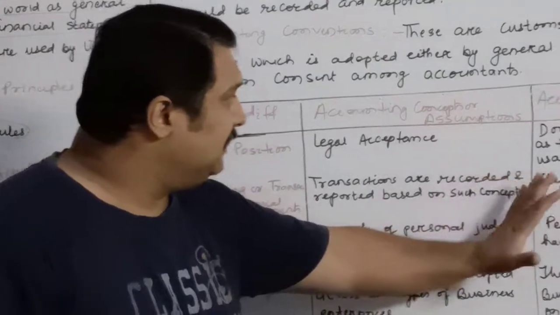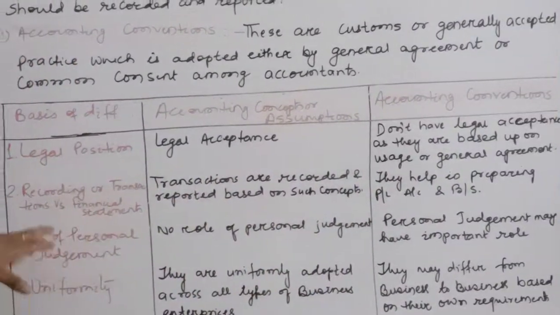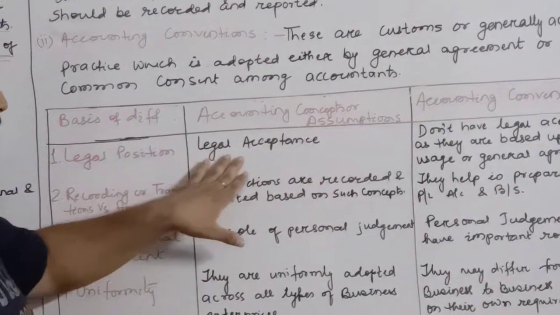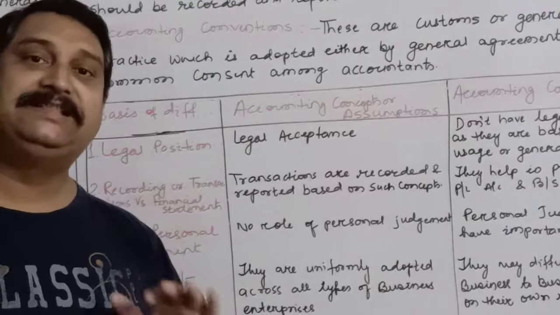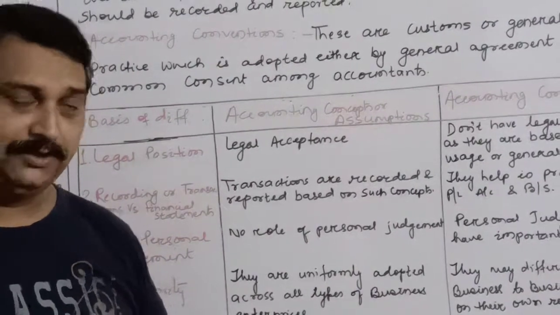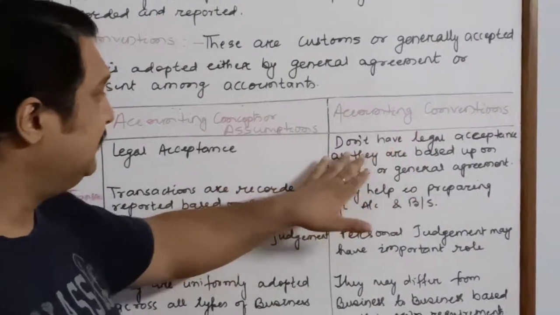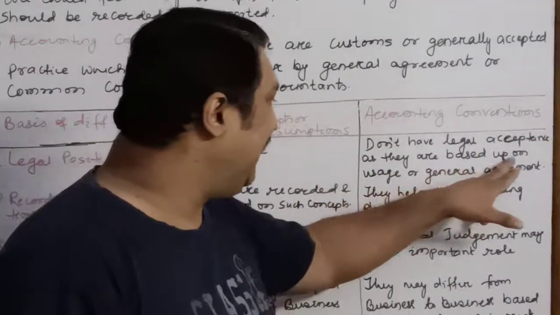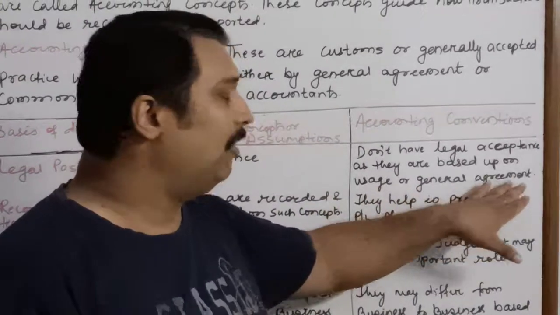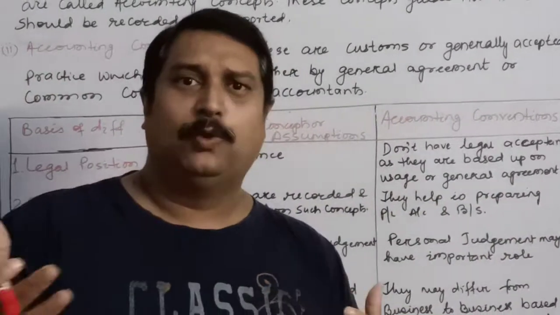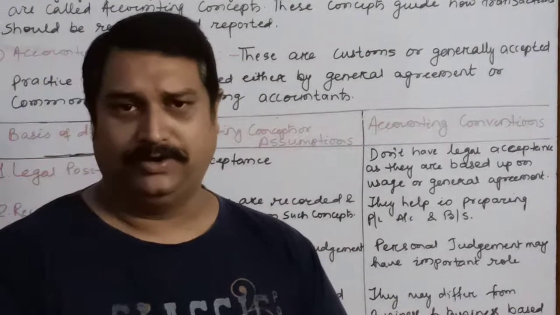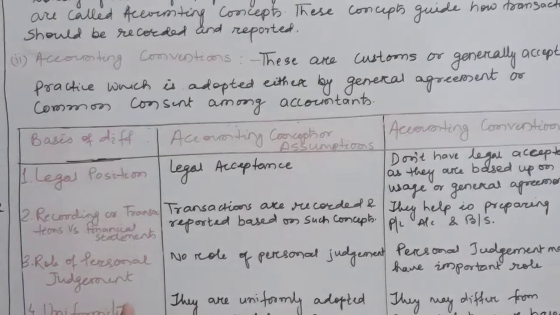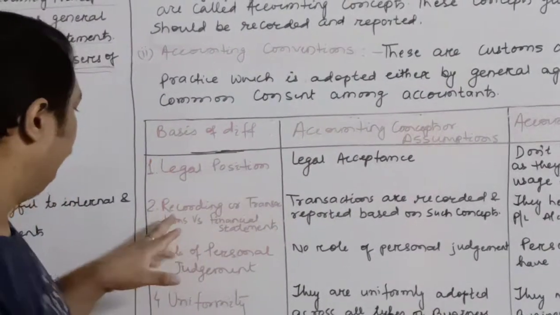Let us first of all understand the difference between these two. Legal position: accounting concepts have legal acceptance. That means they are legally accepted all over the world, whereas accounting conventions may or may not be legally accepted, as they are based upon some usage or general agreement. It varies with the consent of the accountants. So it may not have legal consent the way accounting concepts have.